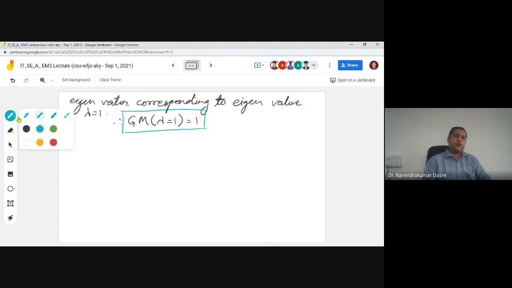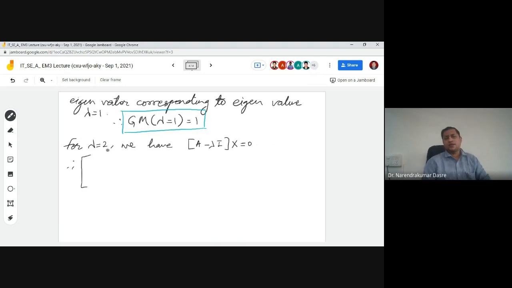Okay. Now we have to think of the other eigenvalue. So for lambda is equal to 2, again you have to write the same equation, (A minus lambda I) x is equal to 0. So what we get here now, this lambda is equal to 2. So 2 minus 2 is 0. This is 3, 4, 0, 0, minus 1. And this is 0, 0, minus 1.